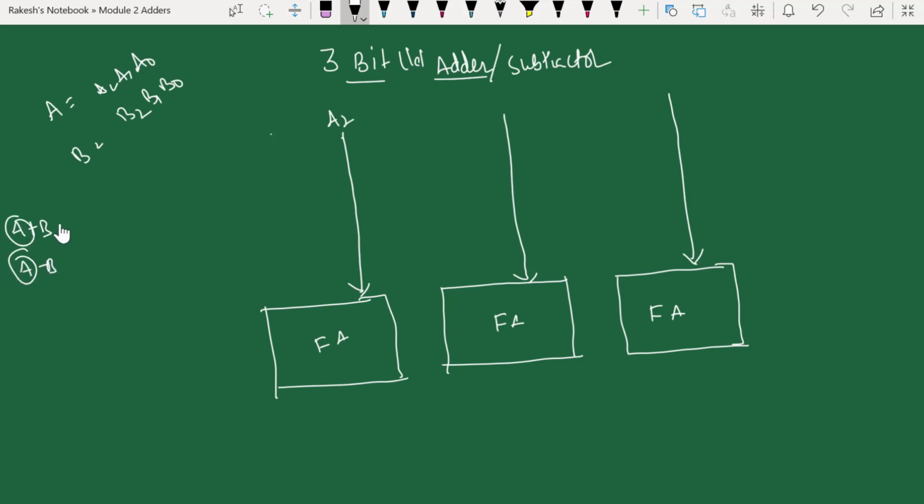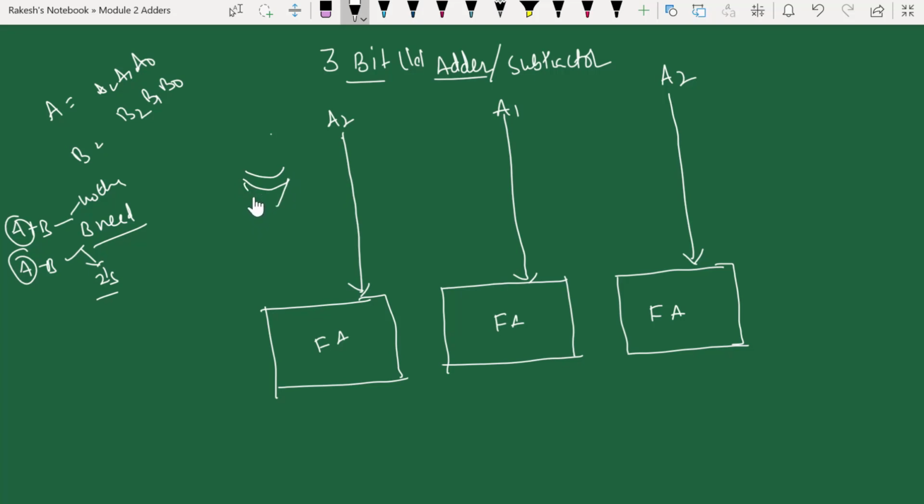But in case of B, B needs to be changed depending on whether it is undergoing addition or subtraction. If it is undergoing addition, no change is required. If it is undergoing subtraction, you have to convert it into 2's complement form. That's why I am taking my A bits as usual. For taking the B bit, I am taking one XOR gate.